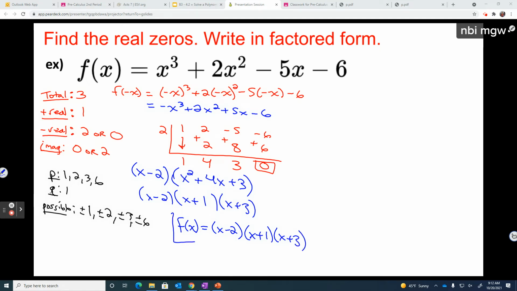We also need to identify the zeros. So our zeros are, well, we found the first one was x equals 2. And then what would be our other 2 zeros? Using this factored form. Negative 1 and negative 3.